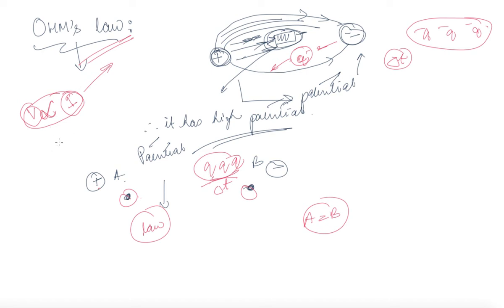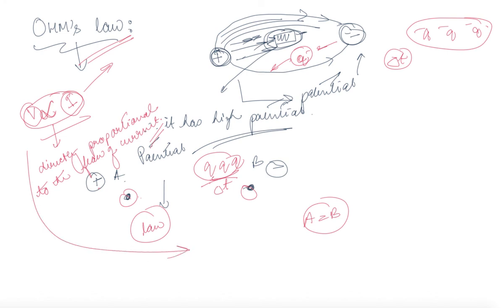If you write this as a statement, the potential difference is directly proportional to the flow of current. Please keep in mind, this is the directly proportional sign. So this is what we know so far. Now V is directly proportional to I, so what we can assume is V equals a constant R times I, and that constant is your resistance.